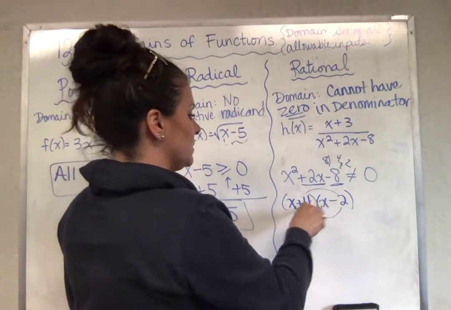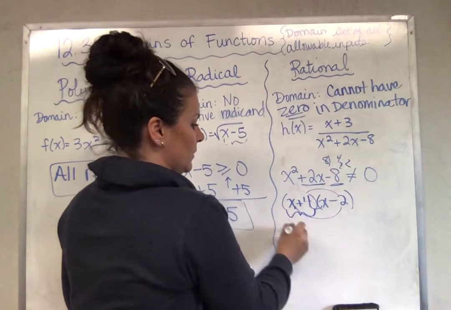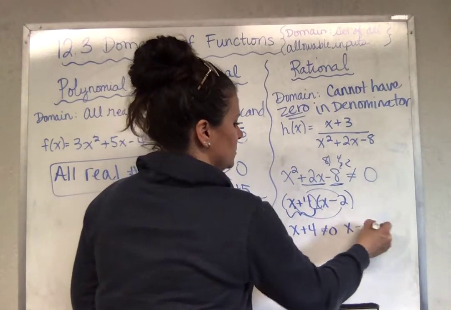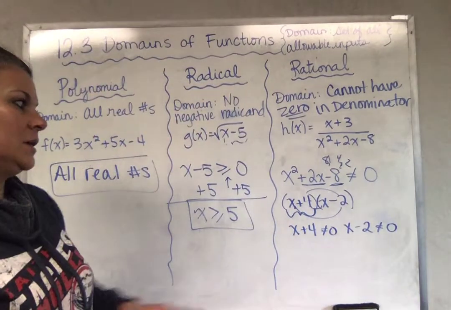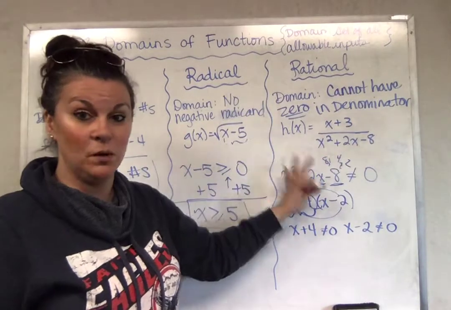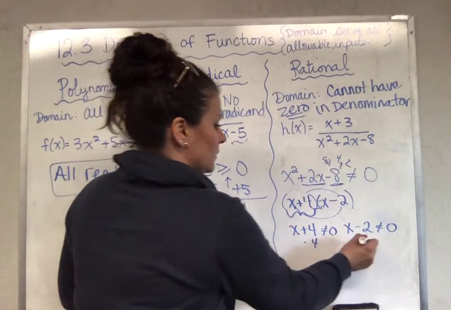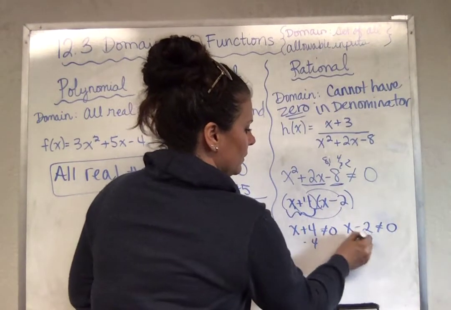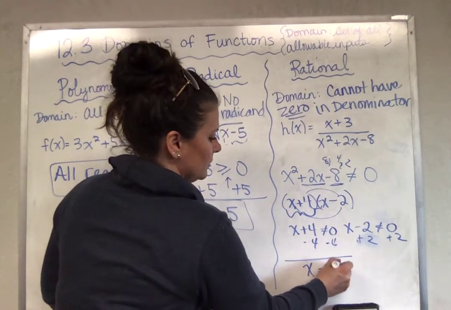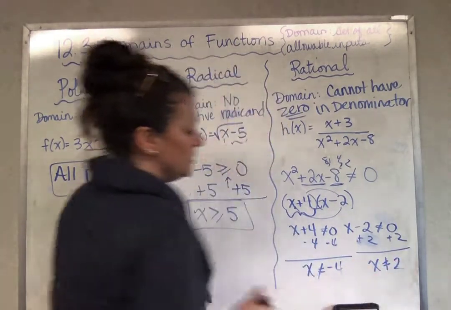Okay, so that means that x plus 4 cannot be equal to 0, and x minus 2 cannot be equal to 0. Because if this is 0, then that's going to make the whole thing 0, and I'll have a 0 in the denominator. We just spent a whole chapter working on stuff like this. So that means, let's do the right thing here, add 2. So over here I have x is not equal to negative 4, and here I have x is not equal to 2.